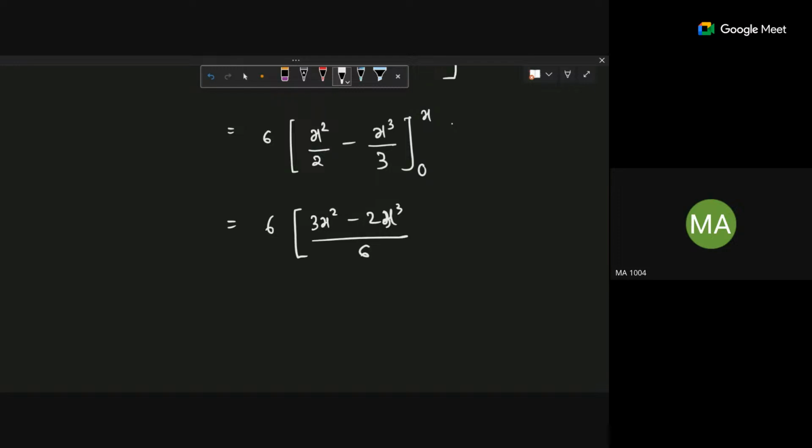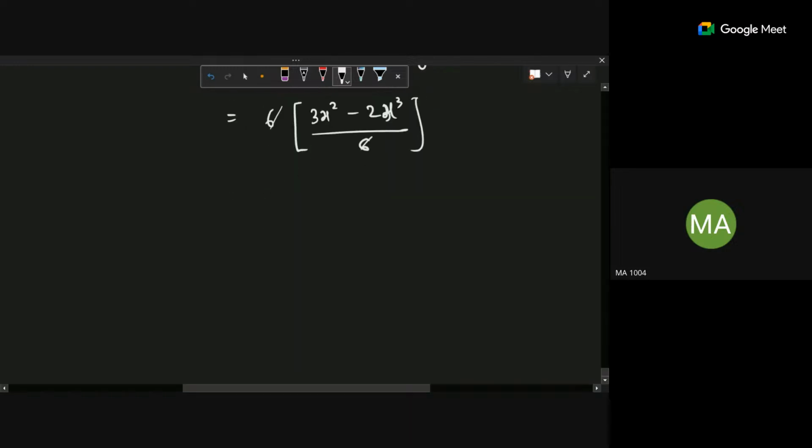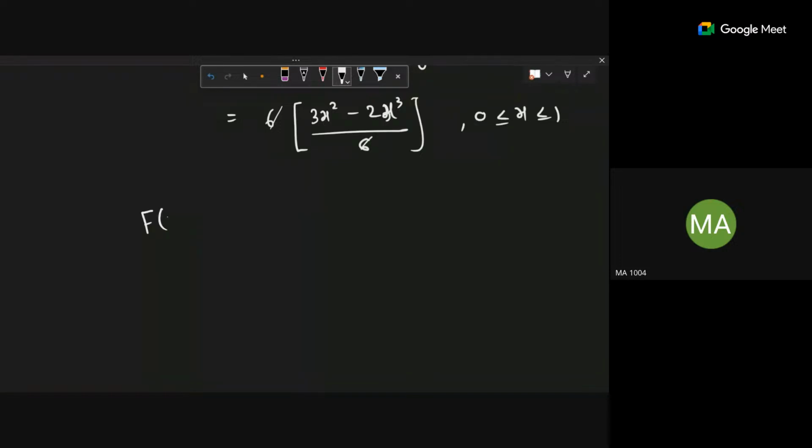Okay, great. So minus 0, right? Because it's x and 0, the things will remain same. 6 gets cancelled. So our CDF is this for x lying between 0 to 1. What about the CDF at a point x less than 0? Because what we have calculated is the CDF at a point whenever our x is lying between 0 to 1.